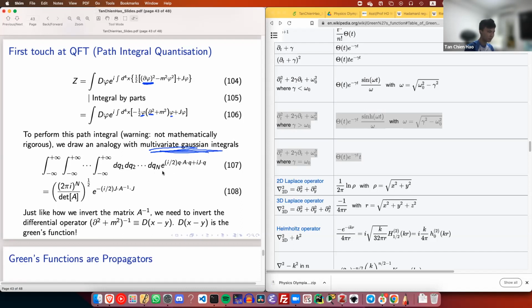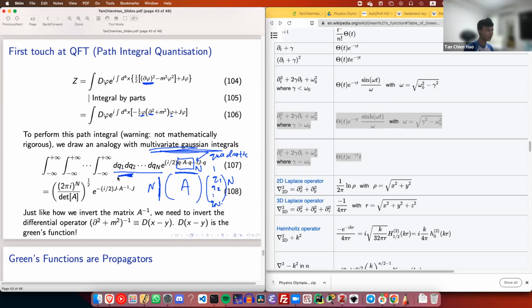In multivariate Gaussian integrals, you integrate over a lot of variables, and they have a form Q transpose A Q. A is an n by n matrix over here, and Q is an n by 1 column of all the coordinates Q1, Q2, all the way to Qn. So if you do the dot product, this is actually a quadratic form. It's basically quadratic in Q.